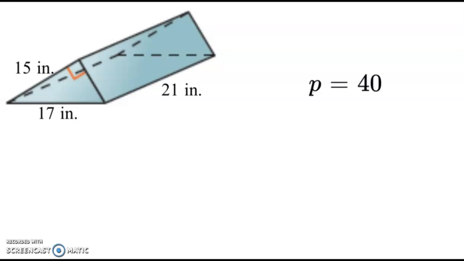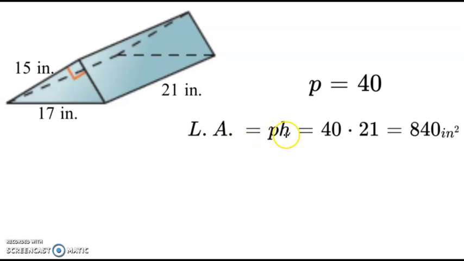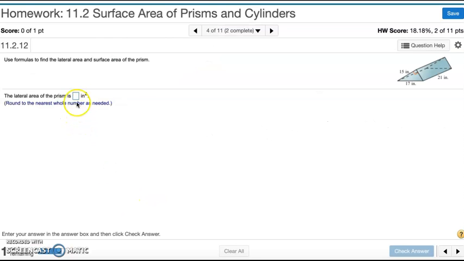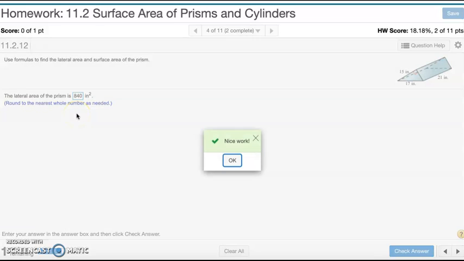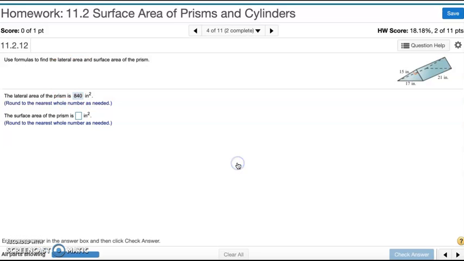Now the lateral area is that perimeter times the height, which is 21. So 40 times 21 is 840 inches squared. So let's type that in. So typing in 840. Now let's find the surface area.